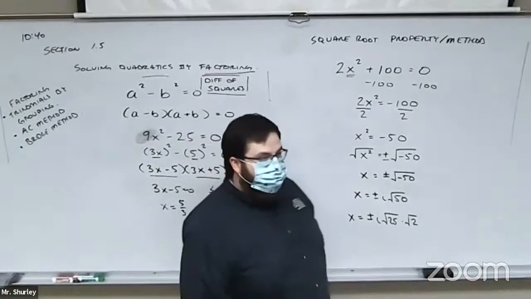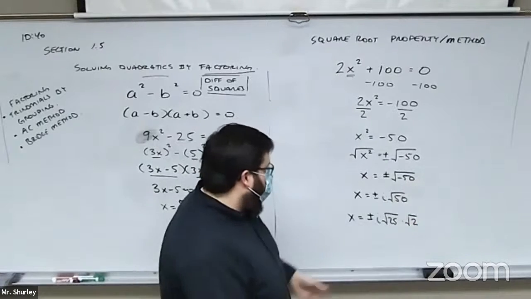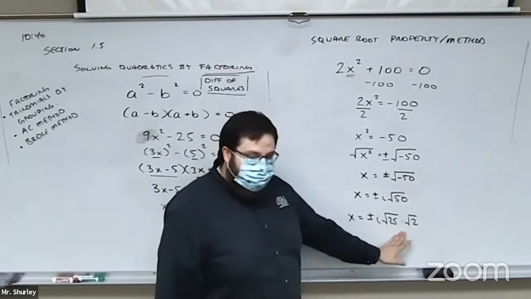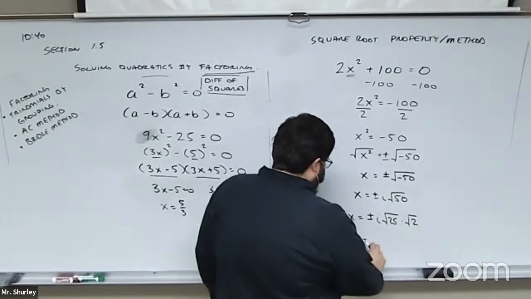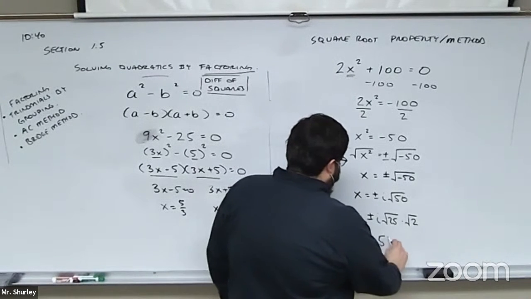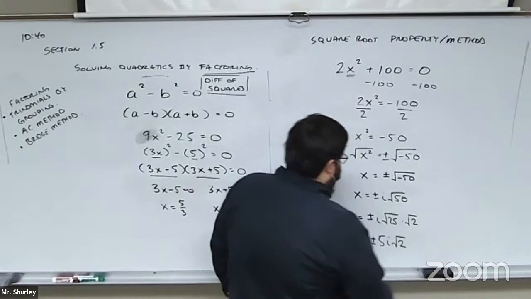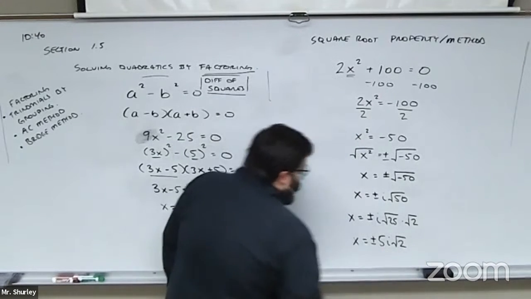And we know the square root of 25 is just 5, right? Now, look, we write the i second. So when I take the square root of 25, it is just 5. So it turns out to be plus or minus 5i square root of 2. Now, look, those are my 2 solutions.